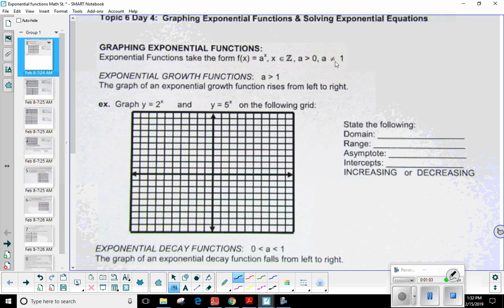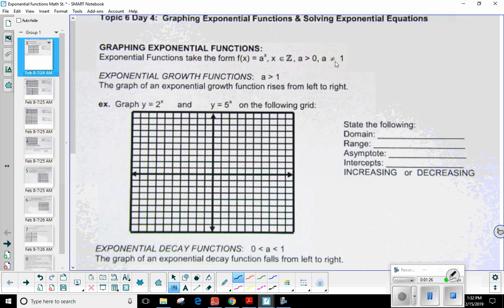Okay. All right. Exponential growth function. If your base is larger than 1, it's going to grow. The larger the base, the faster the rate that your function is going to grow. The graph of an exponential function rises from left to right. So let's go ahead and graph 2 to the x and 5 to the x on the same grid, so we can do a comparison.